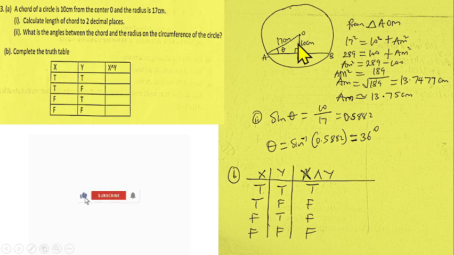Now the distance of this chord from the center is 10 centimeters. You are given the radius of the circle to be 17. So from the center to this A, that's the radius, 17 centimeters. From there we have to calculate the length of the chord.